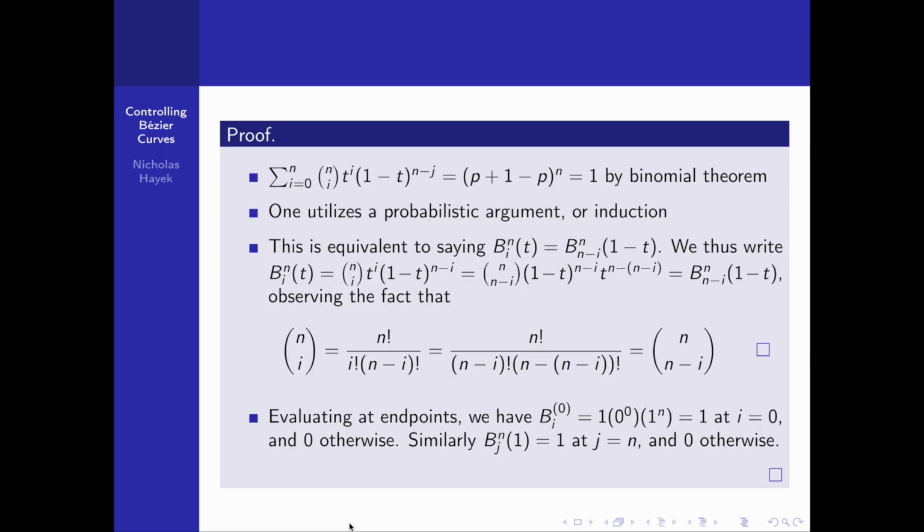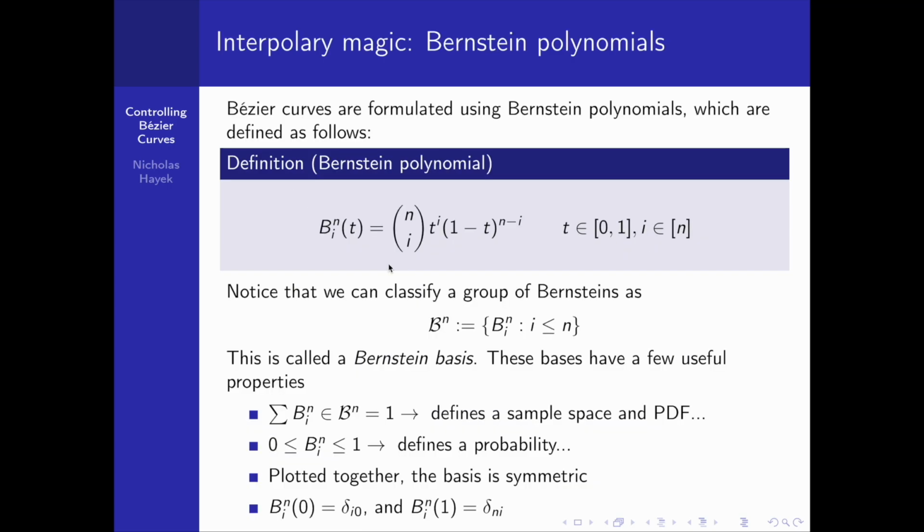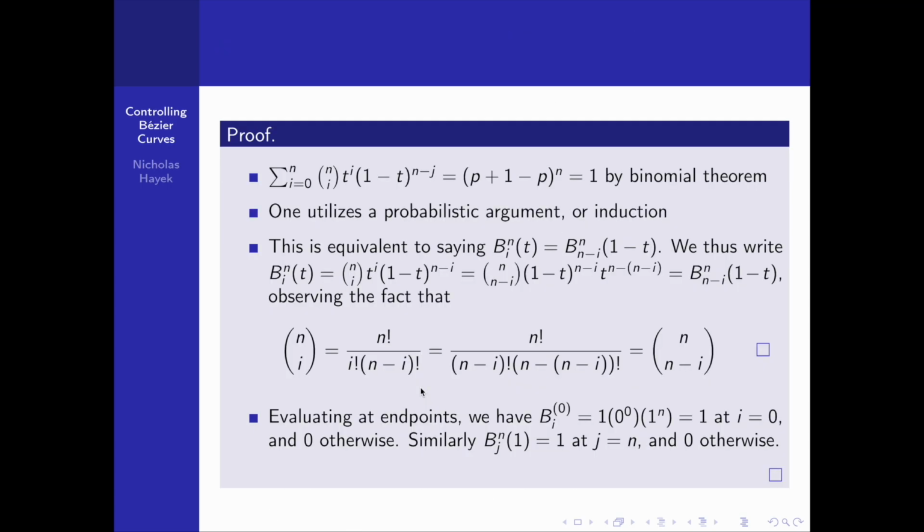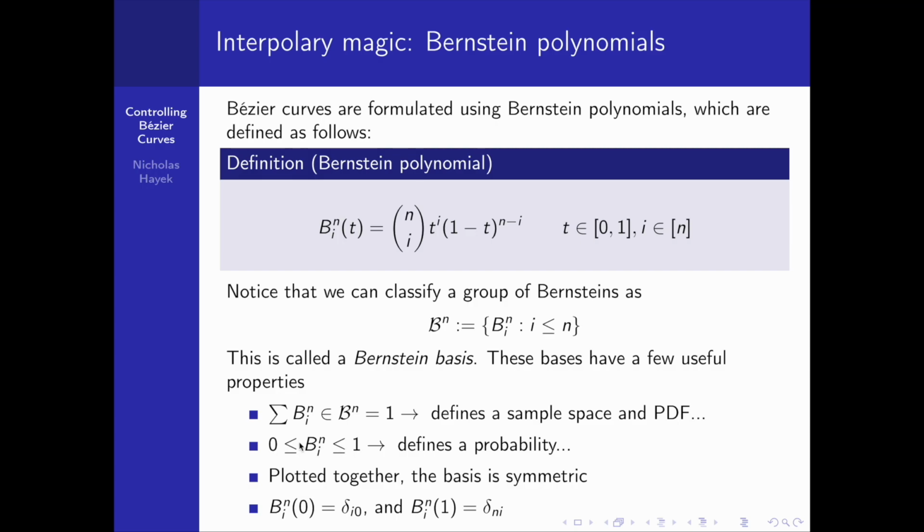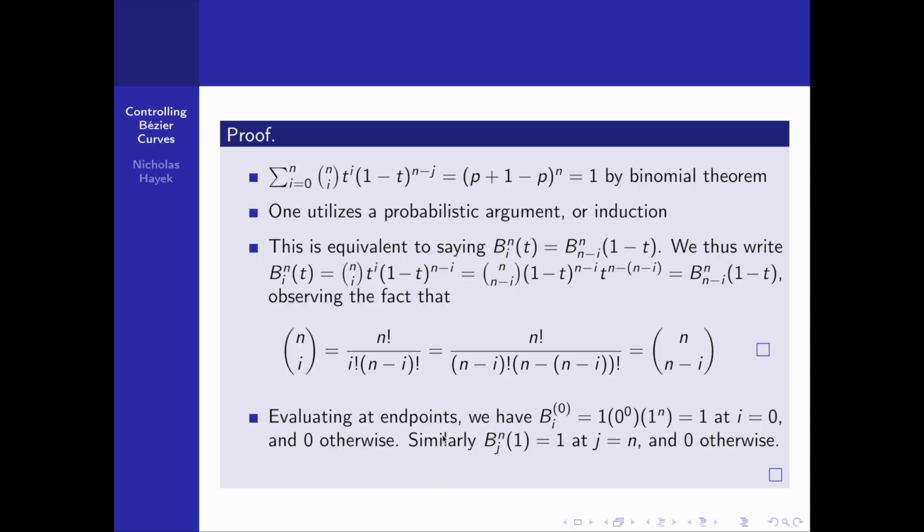The proofs for these are relatively simple. The first one, the partition of unity, follows from the binomial theorem, which is fitting. For the fact that they lie in the unit interval, you can use a probabilistic argument or induction, but that's not quite worth writing out. For the symmetry argument, it really comes down to rearranging this binomial coefficient and bringing the n down.